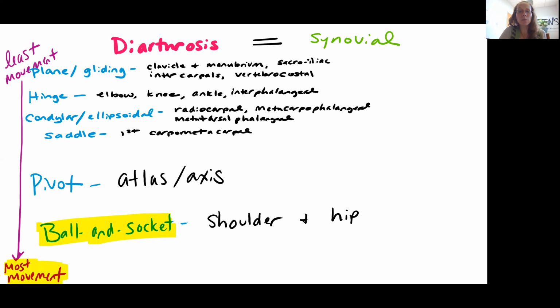And then finally, we have the ball and socket joint. This includes the shoulder and the hip. This is the joint that allows for the most range of motion. So when we talk about something being freely movable, that's what we really are thinking about as the most amount of movement that's allowed, and that's between the shoulder and the hip joint.